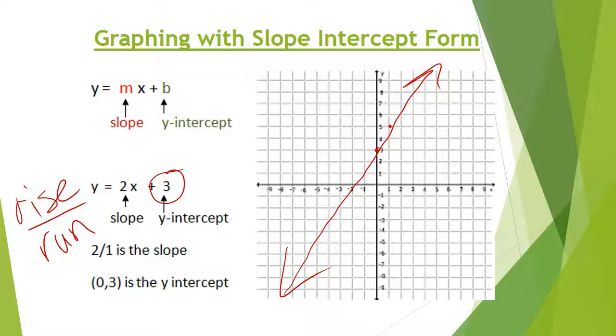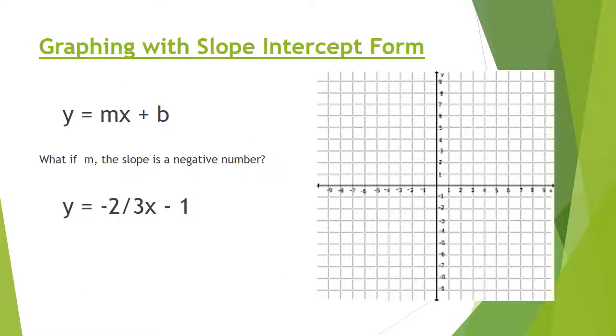So let's do a few more of these. With this one, we have a negative slope. We got a negative slope, it's negative 2/3 x. So what that means is my rise over run is going to be a little bit different. Instead of going up, I'm going to end up going down. But I first have to start with the y-intercept still. So I put a dot at negative 1.